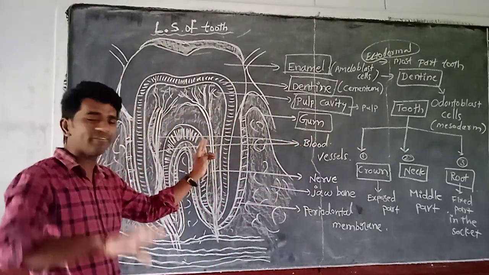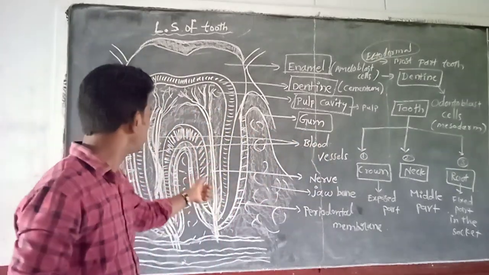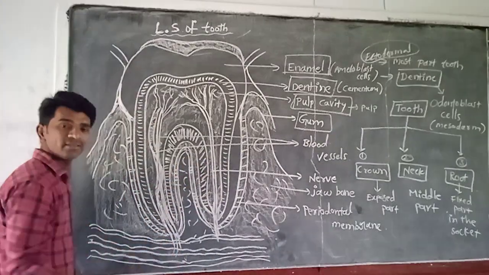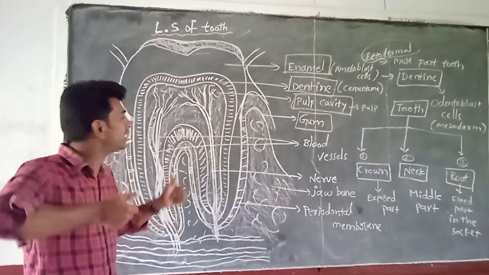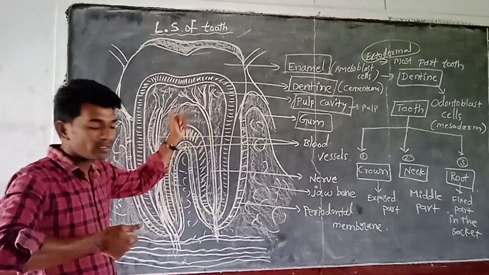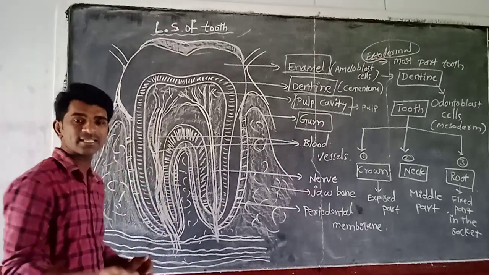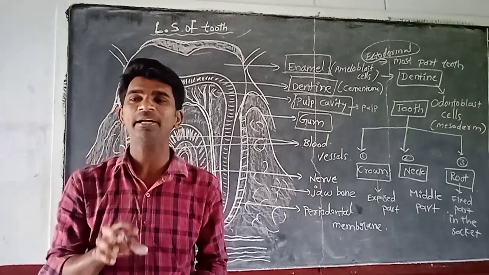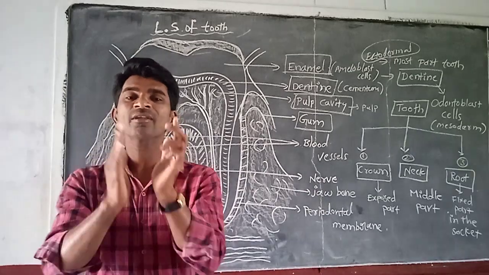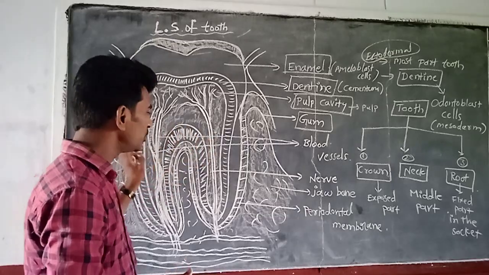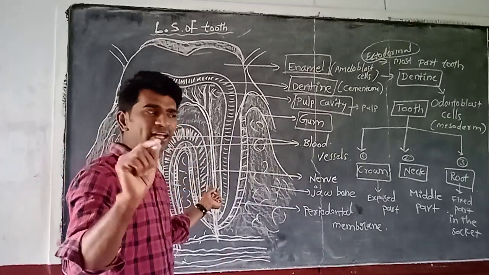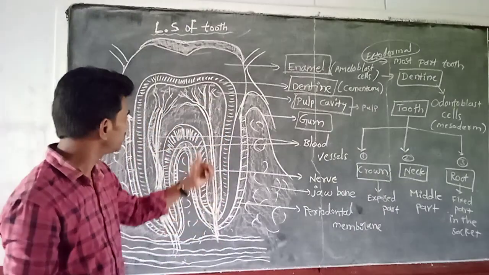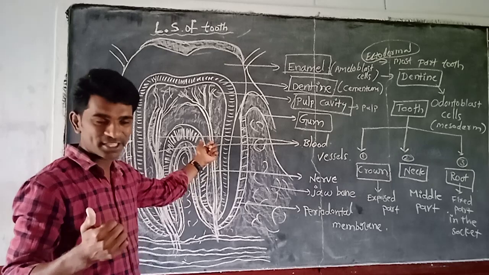And every tooth is supplied with blood vessels. The artery brings the oxygenated blood to the tooth. Veins are also present, artery and vein. The vein collects the deoxygenated blood. And also a nerve passes into the tooth for sensation.